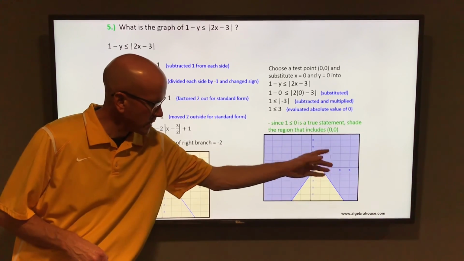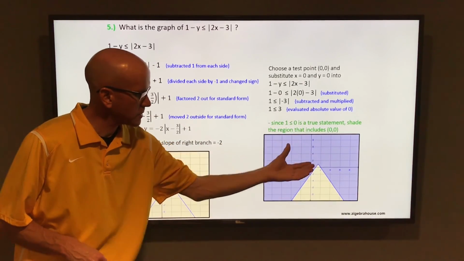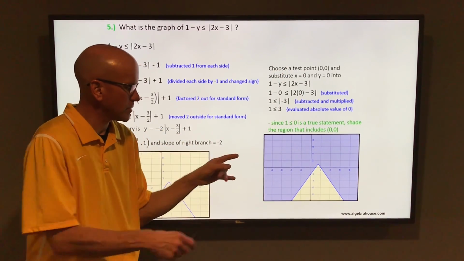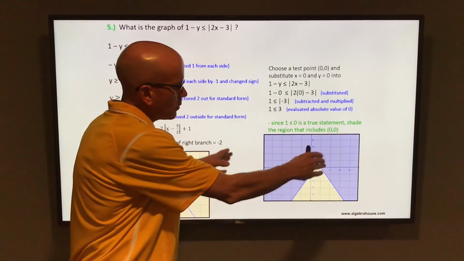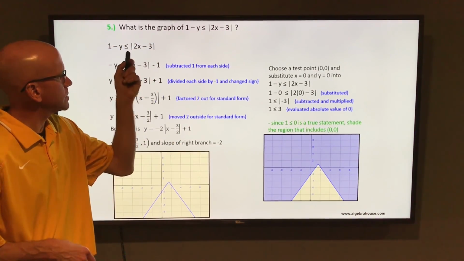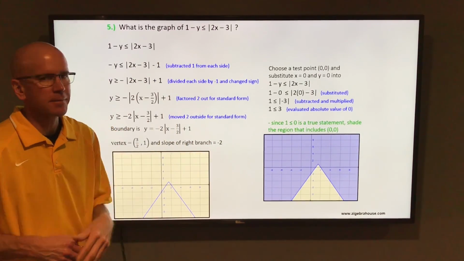All of those points in that shaded area, all of those points to infinity and beyond are solutions. Remember, this goes on forever. It doesn't just stop in this little box. It goes on forever. So all of those points are solutions to this inequality. That is the solution set. That's what the graph of that looks like.